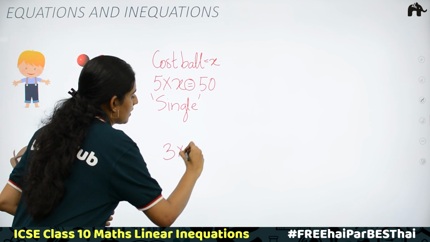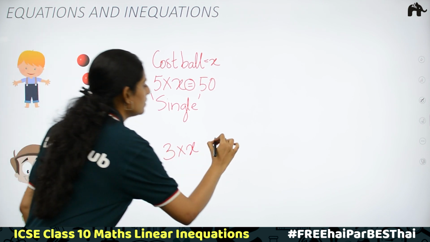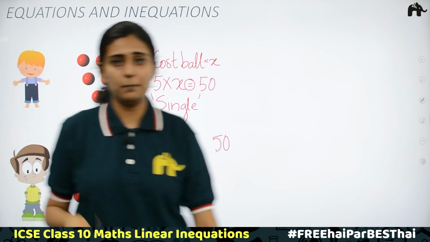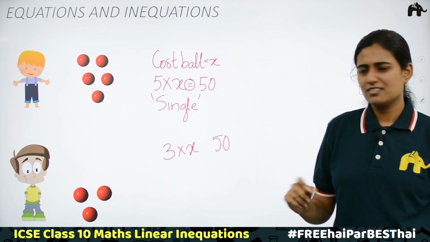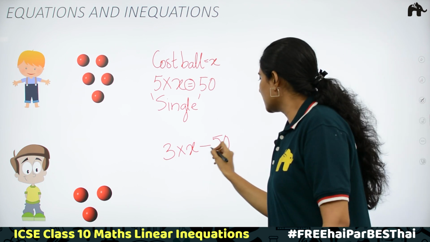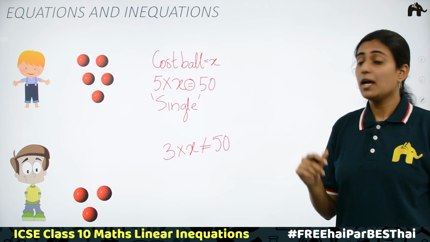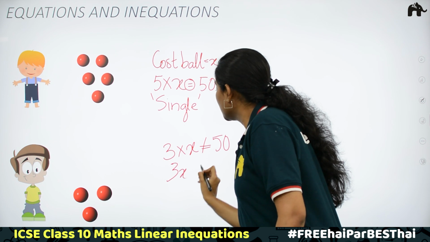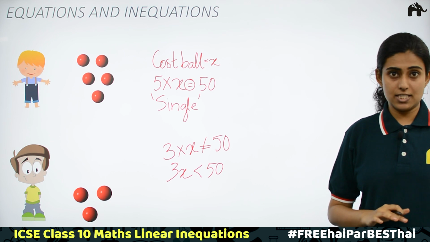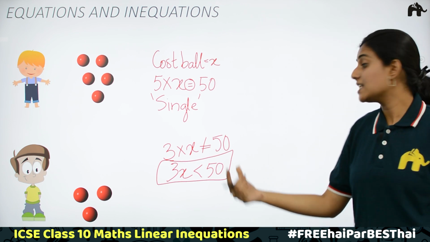3 bowls of X rupees each, we can write it as 3 into X. The total amount he had is 50 rupees. That is the amount that he gave to the shopkeeper. What do you understand from this? Is 3x equal to 50? We said 3x is not equal to 50. Yes, 3x is not equal to 50. This is a sign of inequality. We have 3x less than 50. That is why the shopkeeper gave him some amount in return. This expression 3x less than 50 is an inequation.